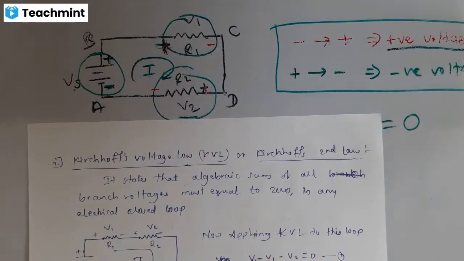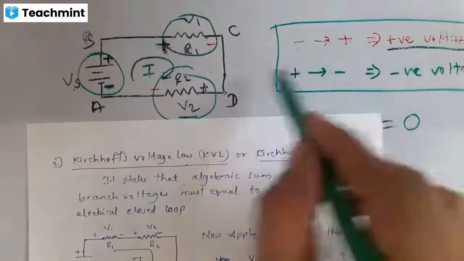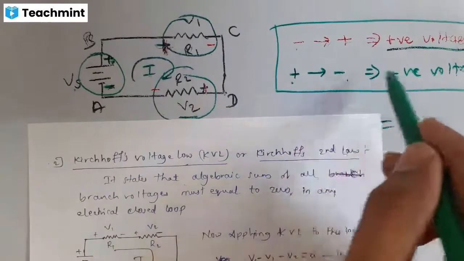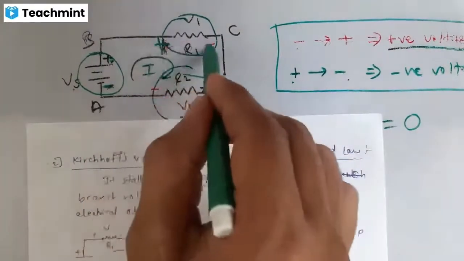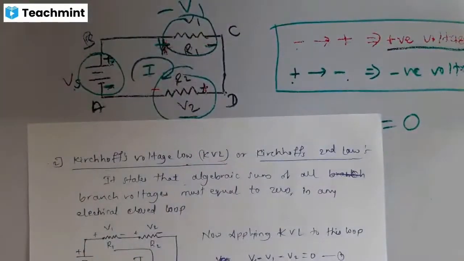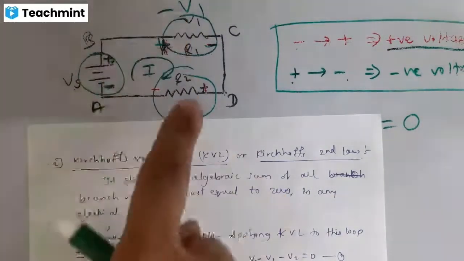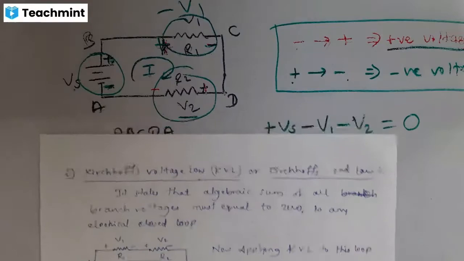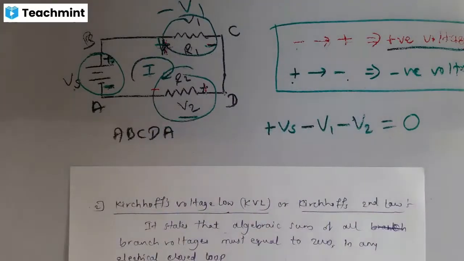Okay. I consider minus to positive, that is here to here, as positive voltage, and positive to negative I consider negative voltage. That means minus V1. So you have to take minus V1 here. You should not say Vs plus V1 plus V2 equals 0. Vs minus V1 minus V2 equals 0. This is KVL and how to apply KVL. Is it okay for you?